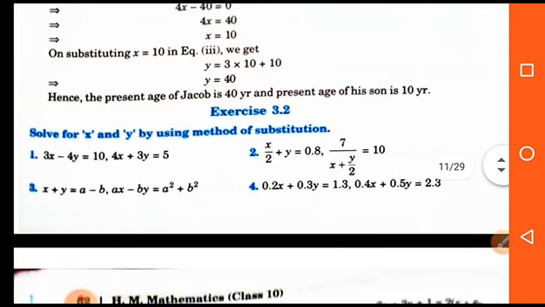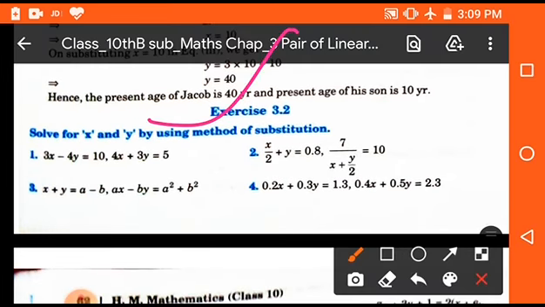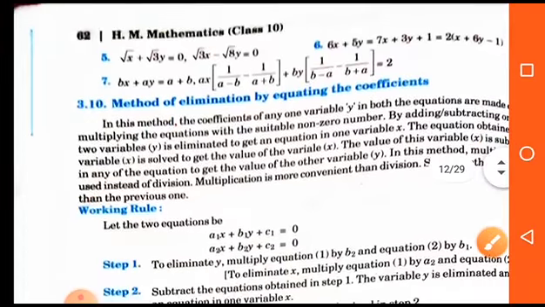So exercise 3.2 depends just on the substitution method. You can solve all the questions which are related to the substitution method, and they are very simple. Clear? This is your homework.